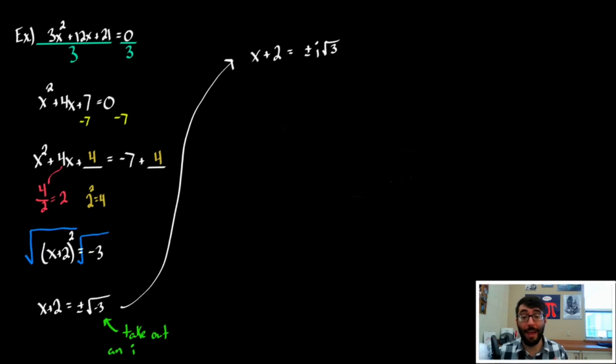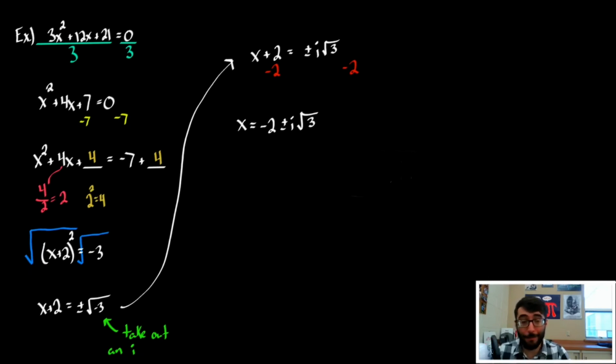That is how we take care of negative square roots. We pull an i out in front of the square root, and what's underneath the square root is now positive, okay? So that's where imaginary solutions come from. And from there, it's pretty straightforward. I'm going to subtract 2 from each side, and that ends up getting me x is equal to -2 plus or minus i root 3.